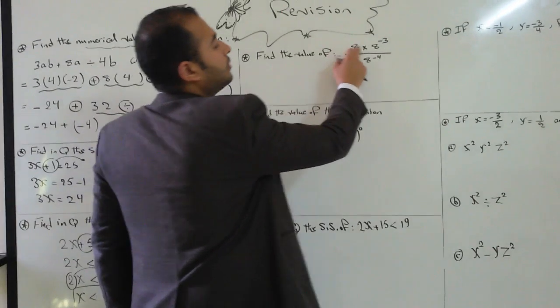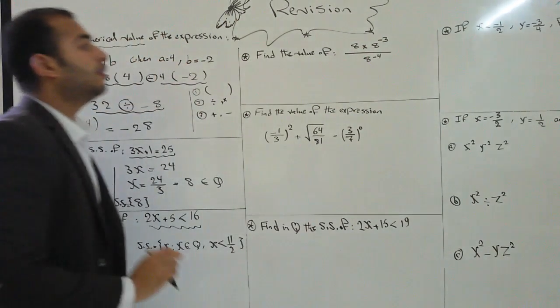Find the value of 8 to the power of negative 3 over 8 to the power of negative 4.